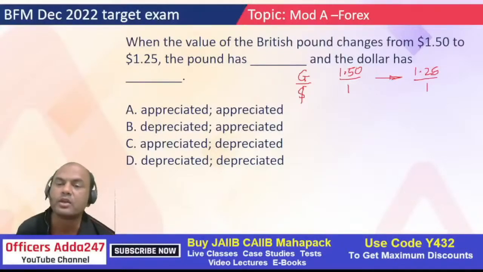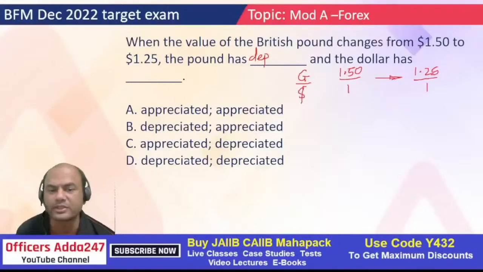So now what has happened? The numerator is reducing. When the numerator is reducing, what does it mean? Who is decreasing, GBP or dollar? Here GBP is decreasing, so it is depreciating. And what is happening to the dollar? If the pound is depreciating, will the dollar appreciate or depreciate? Yes, the pound depreciated and the dollar appreciated. So B is the answer.